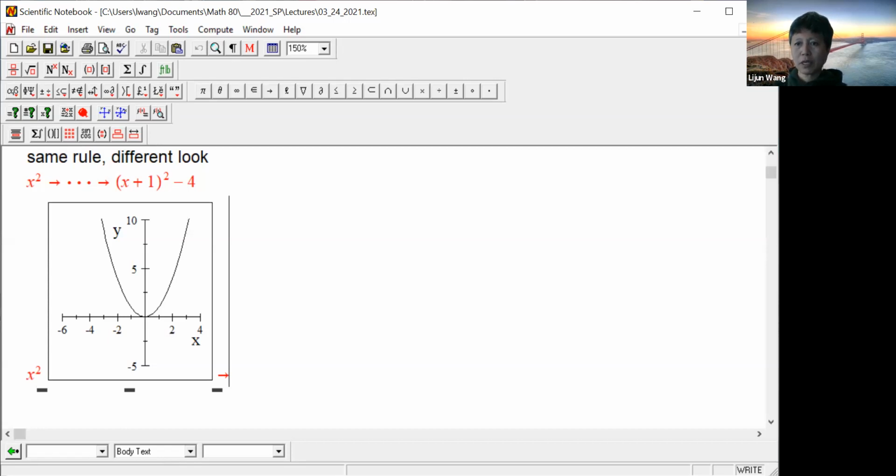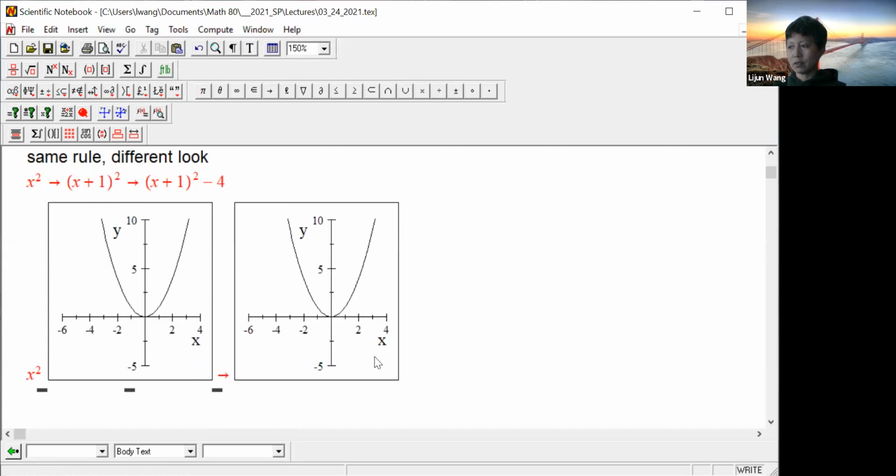So we first do x squared, right? And then we're going to do x plus 1 squared, right? And then we're going to do x plus 1 squared minus 4. So the next step, we're going to do the shifting, isn't it?